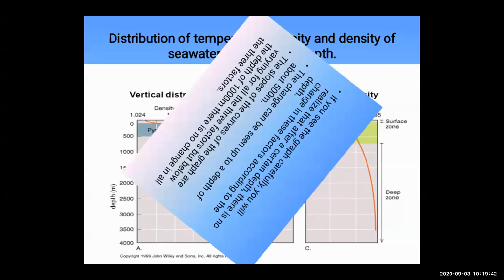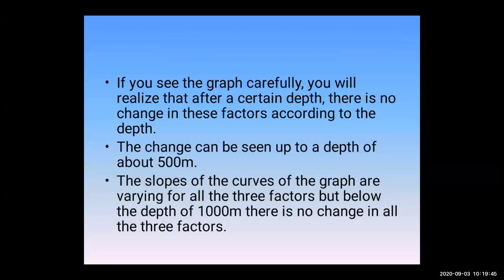Now we have studied the graph. Let's have a look at the points. If you see the graph carefully, you will realize that after a certain depth, there is no change in these factors according to the depth. When we go deeper and deeper, there is no change in the factors. The change can be seen up to a depth of about 500 meters. There is only the change till 500 meter. Then after 500 meter, the change is constant.